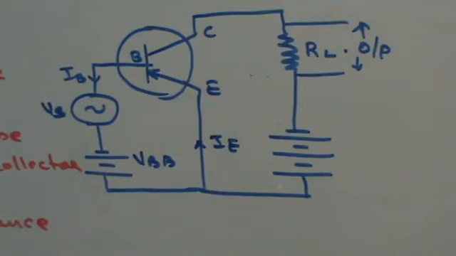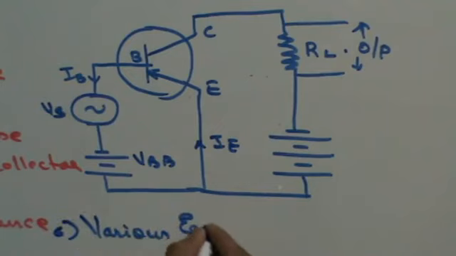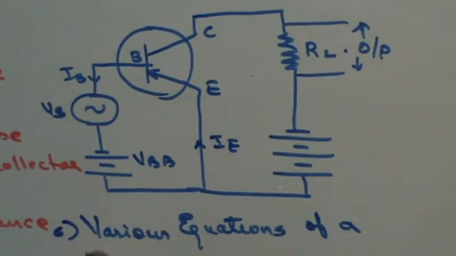Now let's try to find out the various equations of a transistor. Let's see what are the equations that are there in a transistor. First, I can say that the emitter current is nothing but the sum of the base and the collector current. IE is IB plus IC, right?